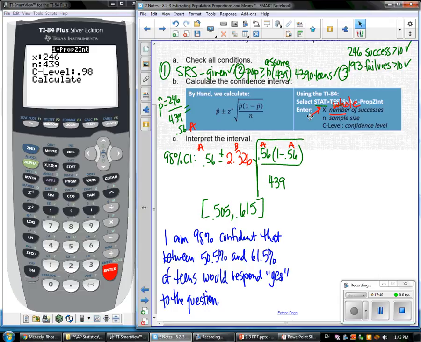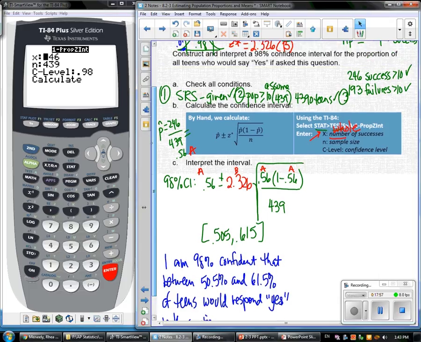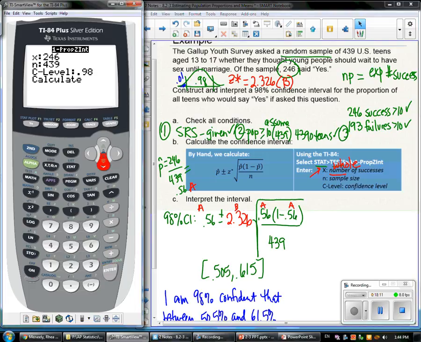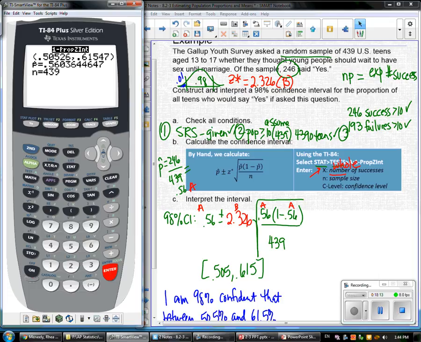Because remember, oftentimes our p hat value has been rounded. So you want to round back to get the number of successes. So in this case, I had 246 successes. That's how many students said yes. My sample size was 439. My confidence level, make sure you enter this as a decimal, is 0.98. And if you press enter, you should get your confidence interval. And notice that it gives it to you in the form of a confidence interval. So it gives you the lower bound and the upper bound.